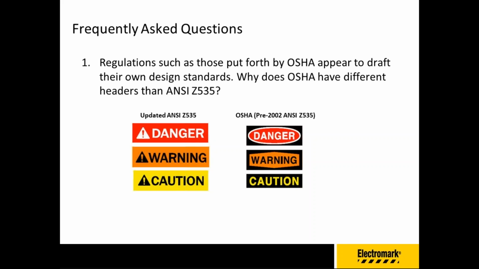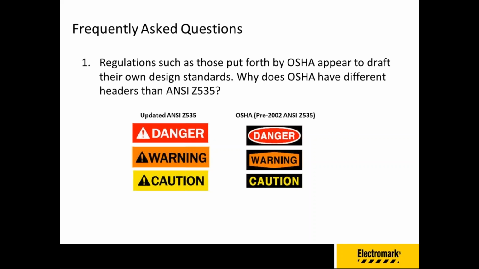And so let me explain that for just a minute. As I said back in an earlier slide, regulating agencies such as OSHA or standards such as the NESC don't try to reinvent the wheel by designing their own safety messages. And so the headers that you see on the right that are often confused as being OSHA are actually ANSI headers that were in use before 2002. And so with the 2002 revision of ANSI to the current time, the 2011 revision, those headers on the right have been made obsolete by the headers on the left.